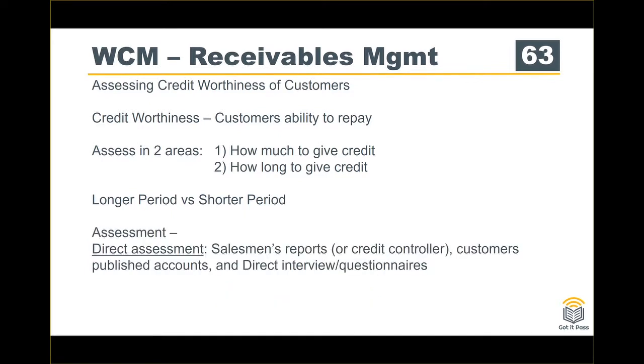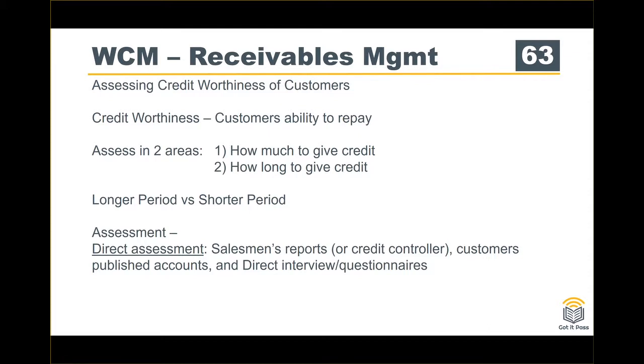We just mentioned two areas to be assessed. Then we will check what the documents or methods of assessment are. We divide them into two types of assessments. The first one is direct assessment. For direct assessment, the salesman reports, customers' published accounts, and direct interviews or questionnaires are examples. For example, the published account is the financial information released from your customers. So it is one of the sources that you can directly assess your customers.